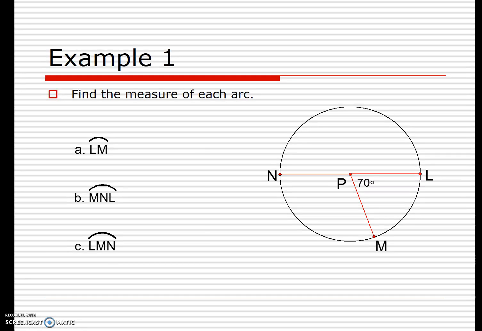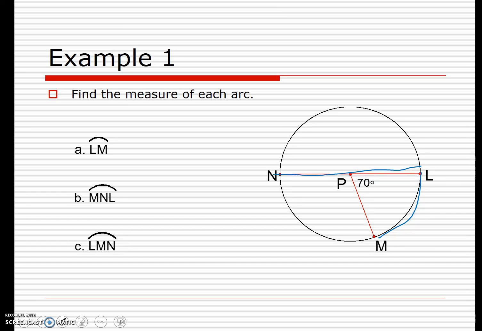Okay, so let's think about all the stuff that we've learned. The first thing is talking about the measure of an arc. What I see in here is that I have arc ML, this one right here, and that measure is 70 degrees. Again, that represents this piece right here. I can also see I have a diameter LN, as you can see right here.